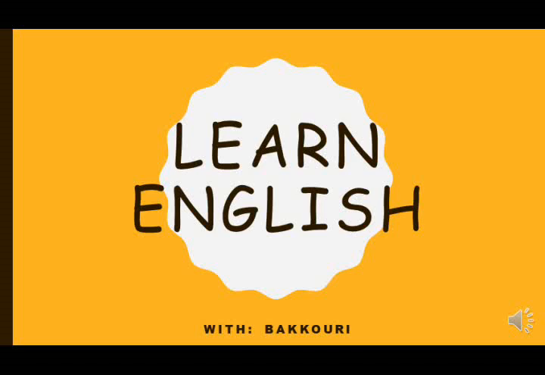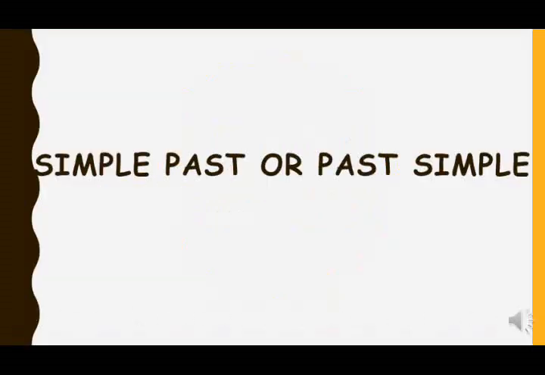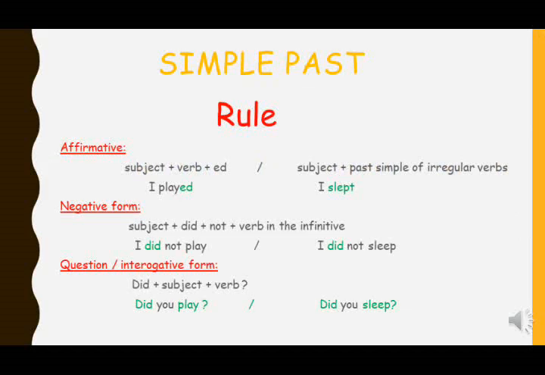Today's lesson is about simple past or past simple. So, the simple past tense has a simple, easy rule, which is the following. In the affirmative form, we have subject plus verb plus ed, while irregular verbs have subject plus the past simple of the irregular verb. For example, I slept.